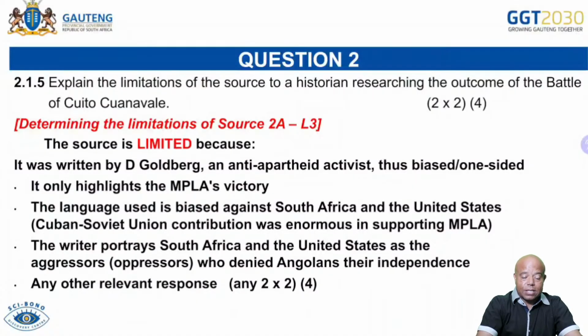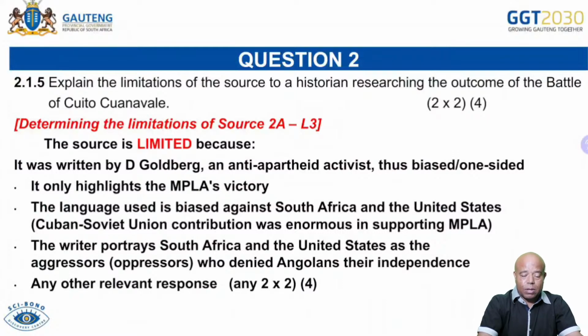Explain the limitations of the source to a historian researching the outcome of the Battle of Cuito Cuanavale. Remember now, when it comes to the limitations, if there's no date, if there's no author, if it doesn't inform us, if there's no corroboration with others, it limits the source, basically. If the source is from one point of view, it limits the source also.